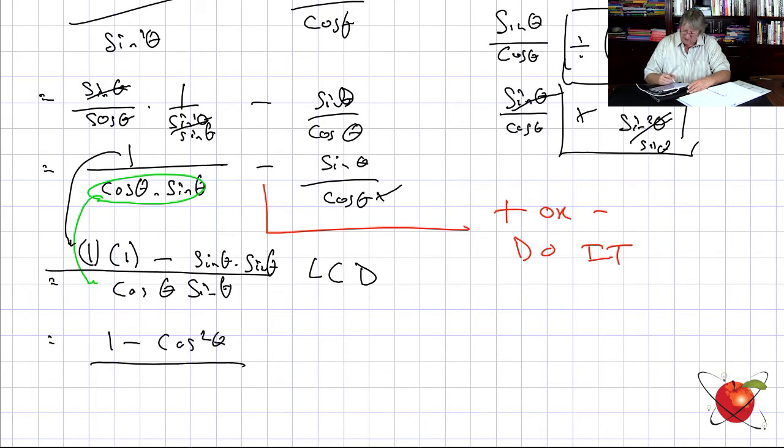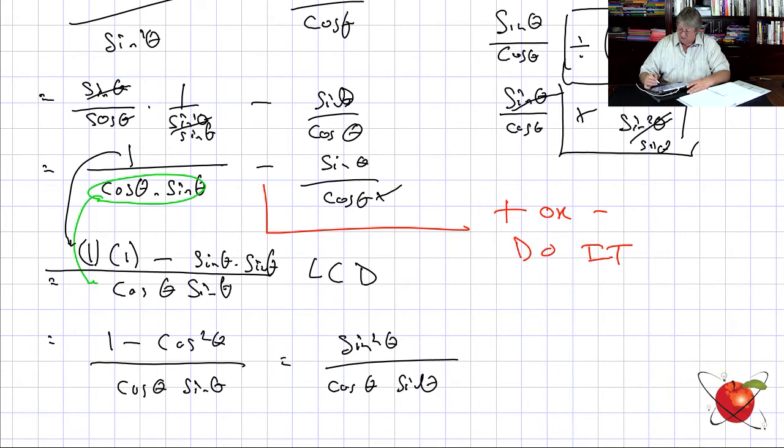cos squared theta over cos theta sine theta. And 1 minus cos squared theta is sine squared theta over cos theta sine theta. And, well, here we can do some cancelling. That leaves us with a sine theta over cos theta, doesn't it? Oh, sorry. Sine squared cos over leaves us with a cos. It's 1 minus sine squared.